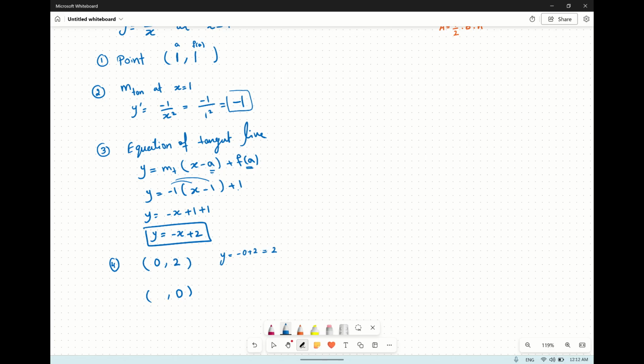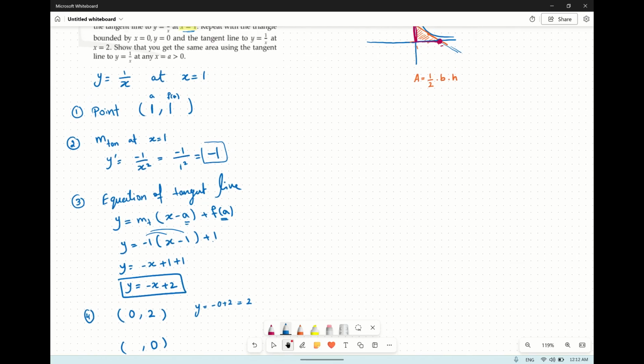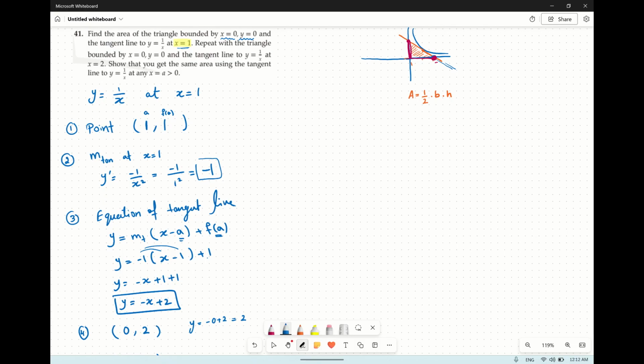So now this is 2. What does this (0, 2) mean? If I go to my triangle, when x is 0, y is 2. So this point here is 2. What does this tell me about the height of the triangle? We know the height now is 2.